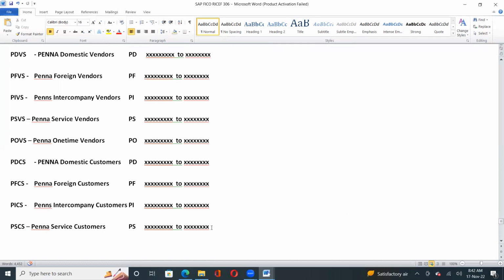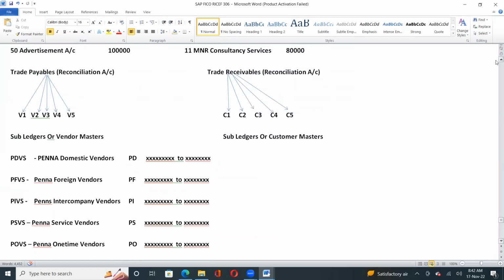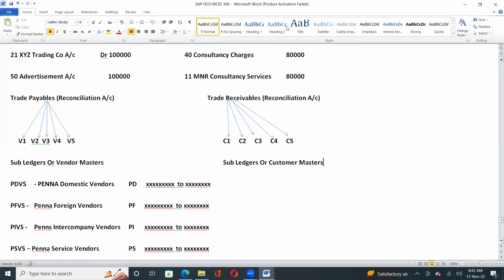Clear? Anyone have questions on this? I mean, is a reconciliation account linked with each vendor? Yes, I'll show you that. Just remember how the AP is going to be integrated with the GL, with the reconciliation account.